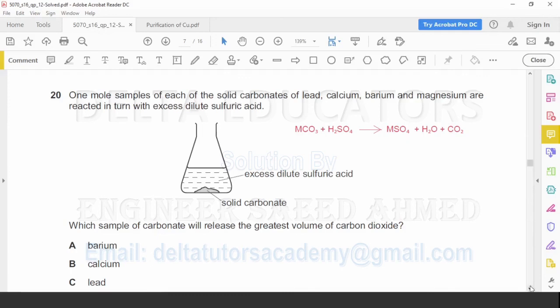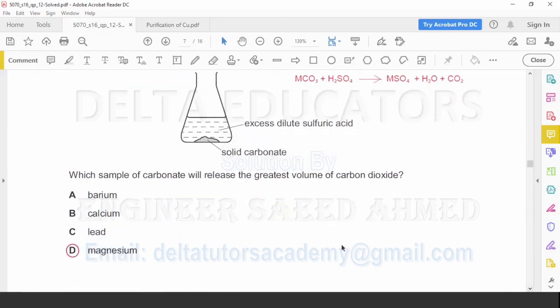Now we check the options. In option D it is given magnesium. So when we react magnesium carbonate with sulfuric acid, we will get the greatest volume of carbon dioxide.